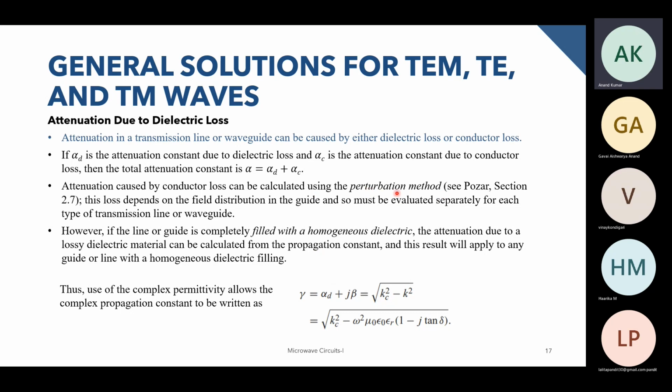You can refer to Pozar. As I said in the last class, this perturbation method is given in Pozar in section 2.7, on how to find the attenuation constant. But we will not dwell on this. We can express the propagation constant by this expression over here, which looks very complicated, but you need not worry. So just in case you are given a problem to solve, remember these. You can remember this formula. It is not very complex.